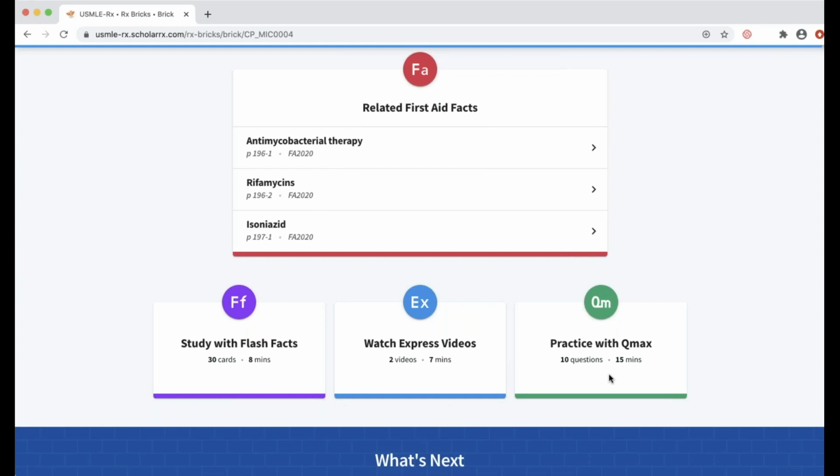When you're looking at a subject, if you want to learn more about it, you want to watch a video about it, great. You can go to our Express video. You want to quiz yourself with flashbacks, you can go into flashbacks. You want to do some practice questions, you can go right into COMLEX. You want to read a little bit more and see where it is in First Aid. I saw a lot of you asking us, where is this in First Aid? Well, with bricks, we tell you, so you know exactly where it is.